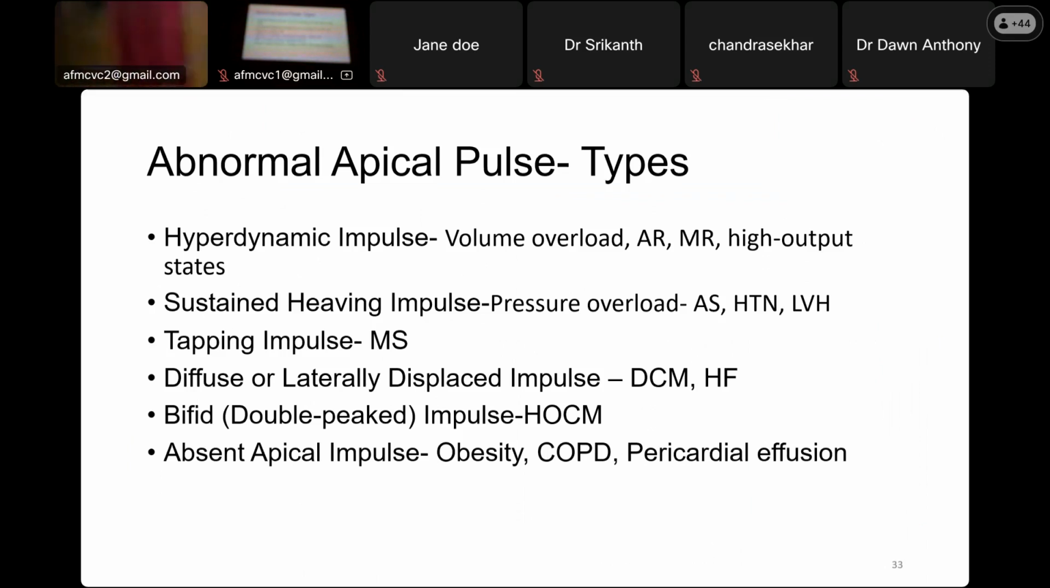Then diffuse or laterally displaced impulse is seen in dilated cardiomyopathy. In hypertrophic, it becomes sustained again. Then bifid, double peaking in HOCM. If you feel S4 also at the apex, then it becomes triple ripple. Then the apical impulse sometimes you may not be able to feel in an obese or COPD patient, or when there is pericardial or pleural effusion. Next slide, please.